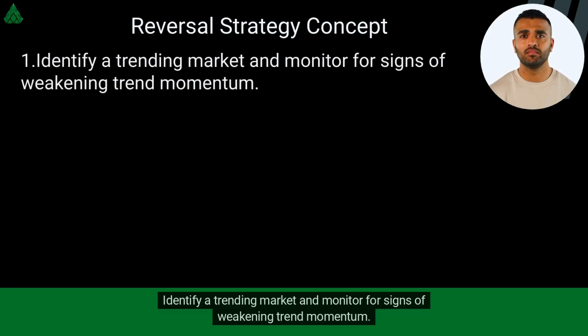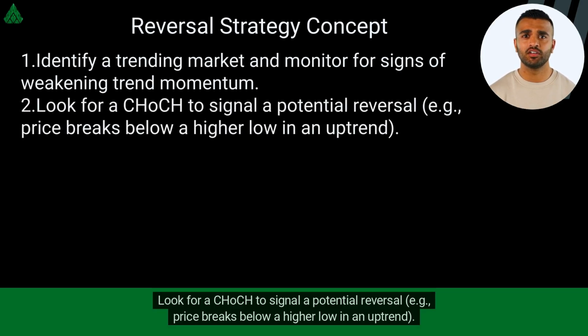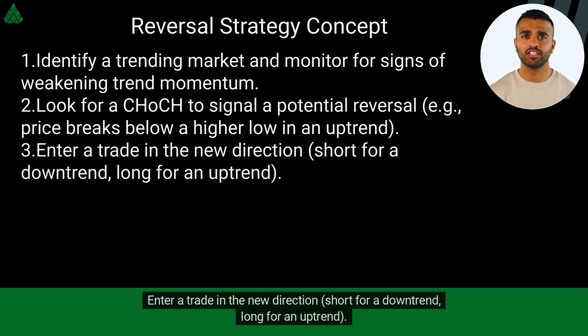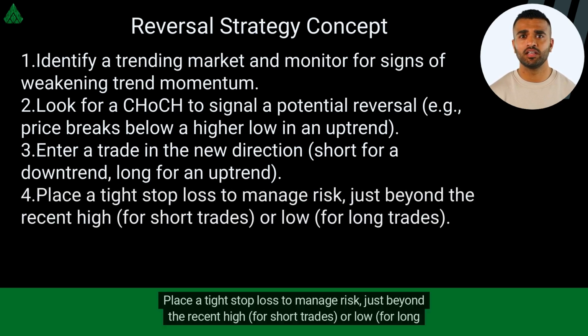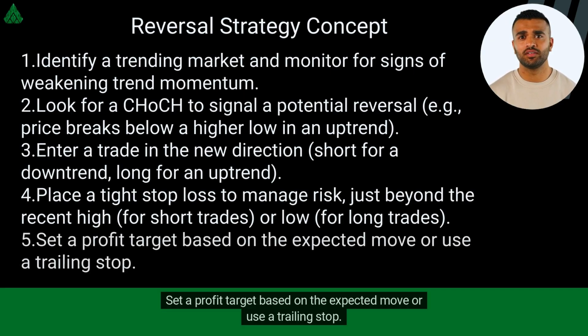Identify a trending market and monitor for signs of weakening trend momentum. Look for a CHOCH to signal a potential reversal. For example, price breaks below a higher low in an uptrend. Enter a trade in the new direction, short for a downtrend, long for an uptrend. Place a tight stop loss to manage risk just beyond the recent high for short trades or low for long trades. Set a profit target based on the expected move or use a trailing stop.